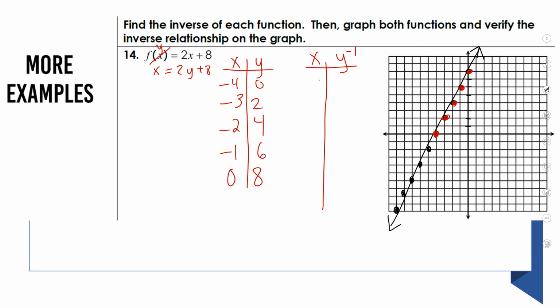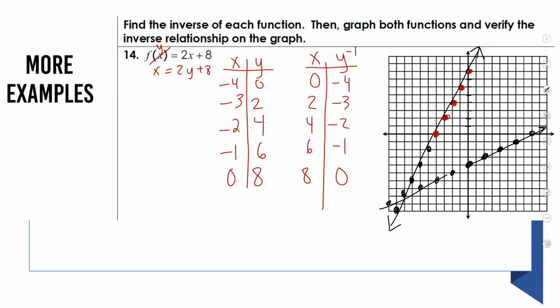Switch them. So this will become 0, 2, 4, 6, 8. This will become -4, -3, -2, -1, 0. So you can do it algebraically, or you can do it with a table like this. So 0, -4 is here. 2, -3. 4, -2. 6, -1. 8, 0. So it looks like this is my inverse, and I'll just continue the pattern.